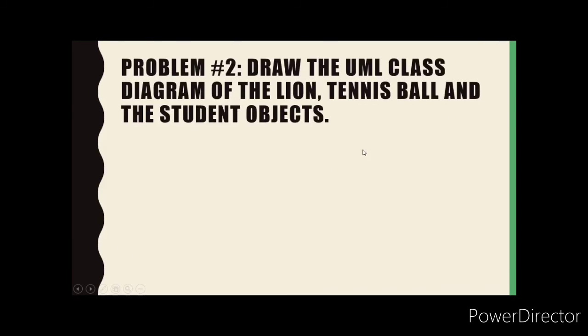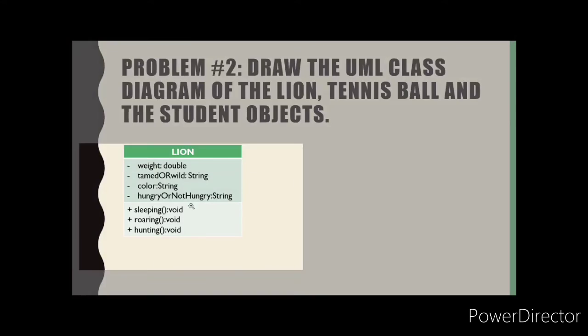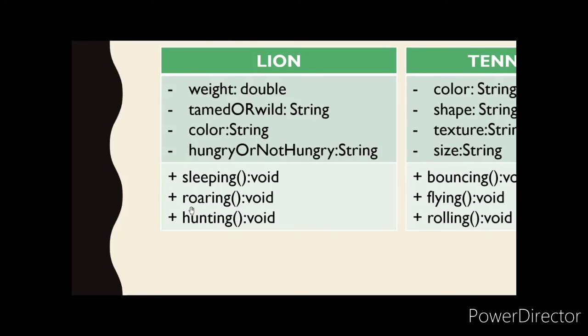So we are now going to draw the UML class diagram of the lion, tennis ball, and the student objects. Remember, guys, in our previous lesson, the object lion was already discussed, providing the fields, variables, and behavior. So if we look into the lion class diagram, the object name is lion, then we have weight, tame or wild, color, hungry or not hungry as fields or properties or variables, such that weight is double, tame or wild is a string, color is a string, and hungry or not hungry is a string.